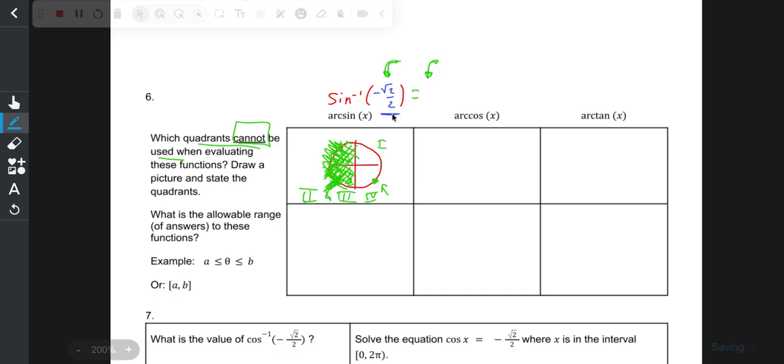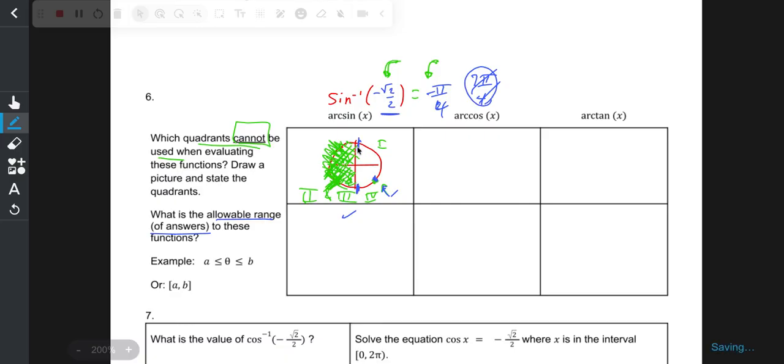To answer this specific question, that is the location where sine is negative root 2 over 2, and this angle is negative pi over 4. Notice I did not say 7 pi over 4. That gets at this question: what is the allowable range of answers to these functions?